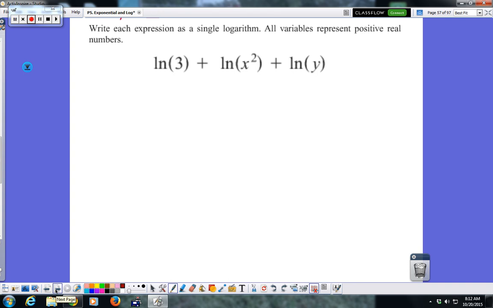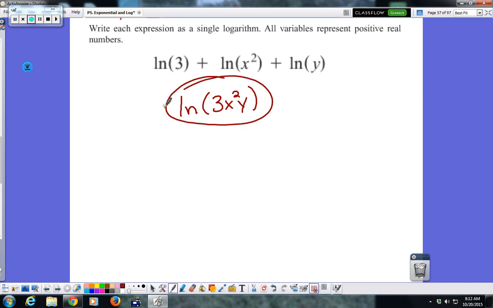Natural log of 3 plus natural log of x squared plus natural log of y. Now combine all three of those, you now have the natural log of... Now why are we going to have to do that? You're cleaning your logs. Okay? Cleaning your logs.